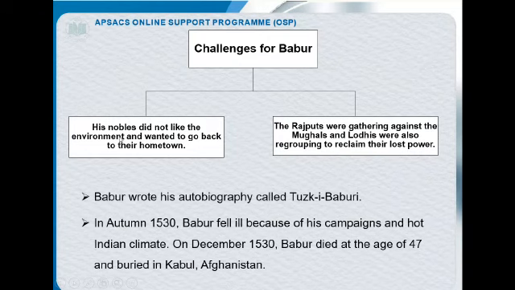Challenges for Babar. His nobles didn't like the environment and wanted to go back to their hometown, Kabul. The Rajputs were gathering against the Mughals, and Lodis were also regrouping to reclaim their lost power. Babar wrote his autobiography called Tuzk-e-Babri. In autumn 1530, Babar fell ill because of his campaigns and the hot Indian climate. In December 1530, Babar died at the age of 47 and was buried in his beloved Kabul, Afghanistan.